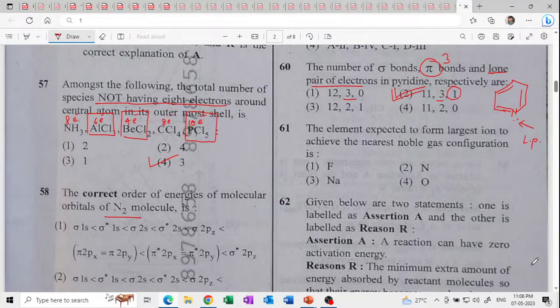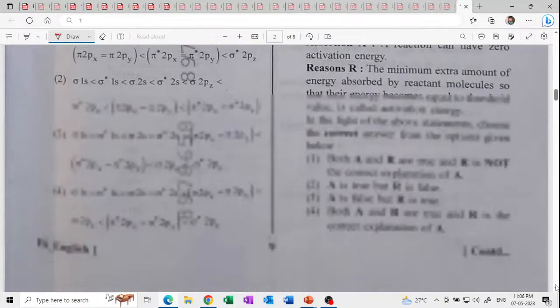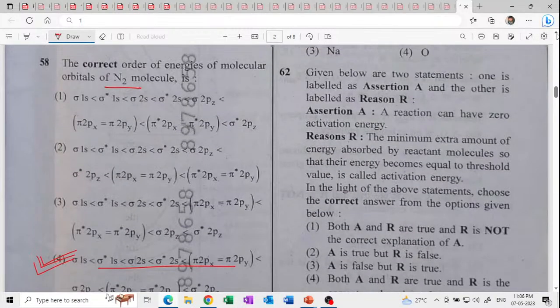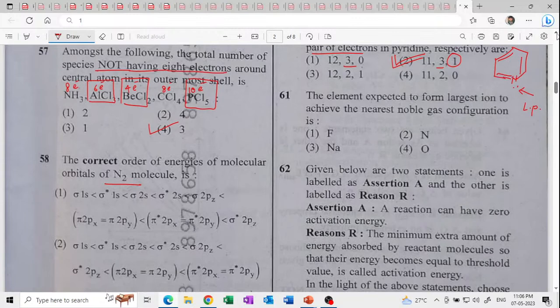The element expected to form the largest ion to achieve the nearest noble gas configuration is. So please give me the answer.